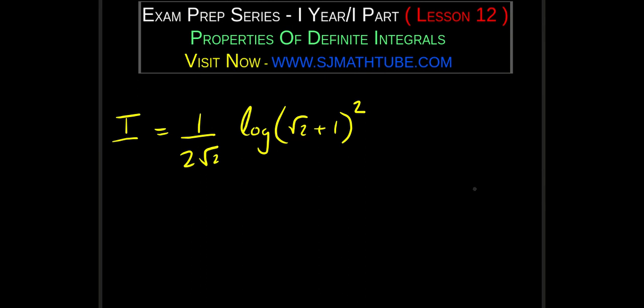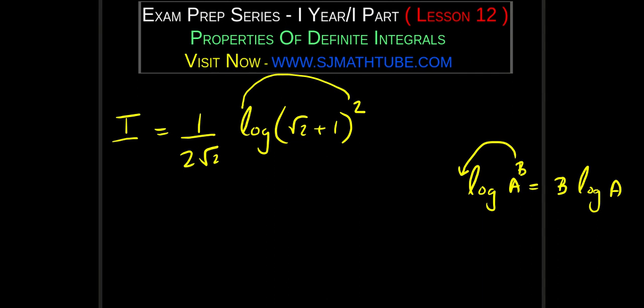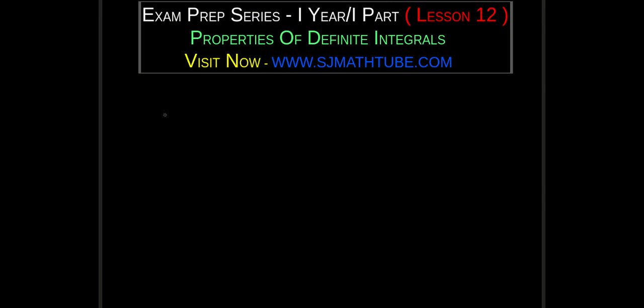Now look at this. Log a to the power b, you might have learned this property in class 12, becomes b times log a. So this 2 jumps outside and we end up with 1 by root 2 log root 2 plus 1. Okay, let's try one more question of the same type. So please try the next question.